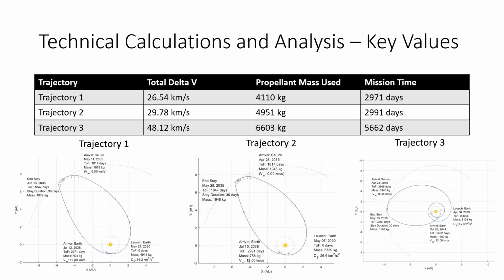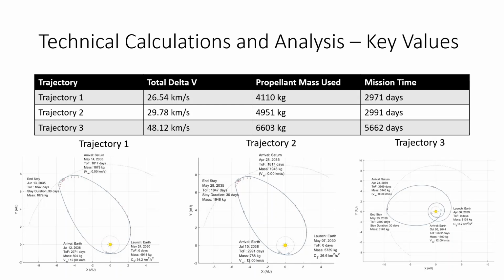Trajectory 1 provided a delta V of 26.54 kilometers per second, the propellant mass used being 4,110 kilograms, mission time being 2,971 days. Trajectory 2 provided a total delta V of 29.78 kilometers per second, with a propellant mass used of 4,951 kilograms, with our mission time being 2,991 days.